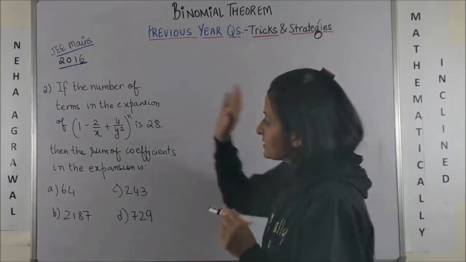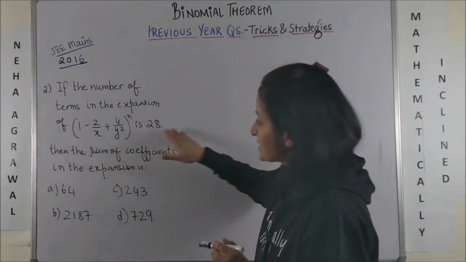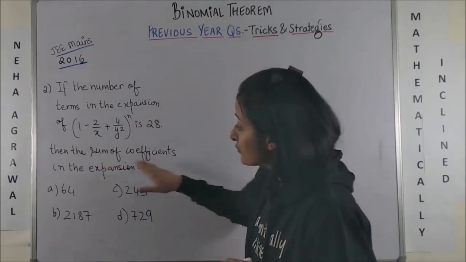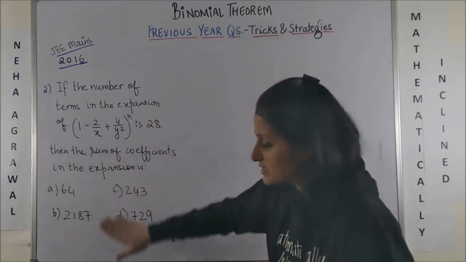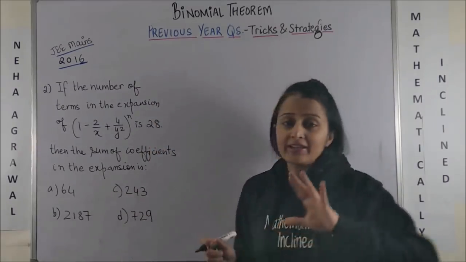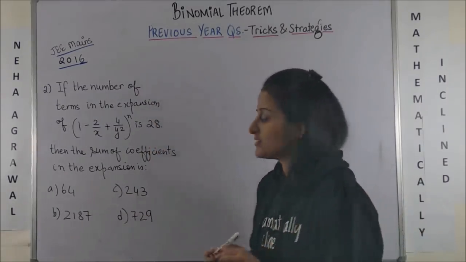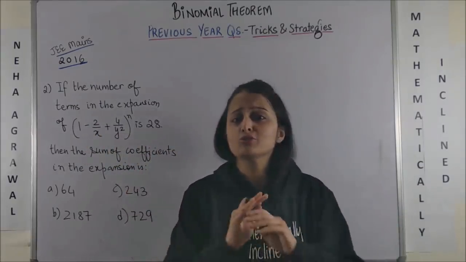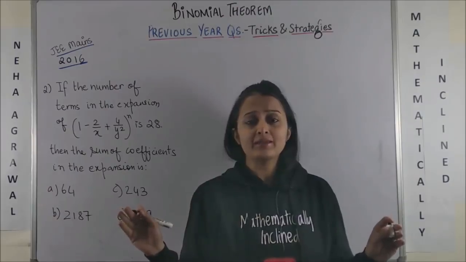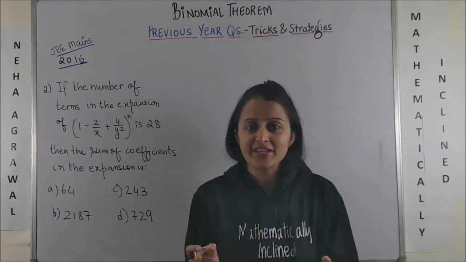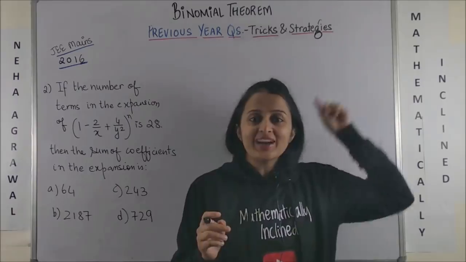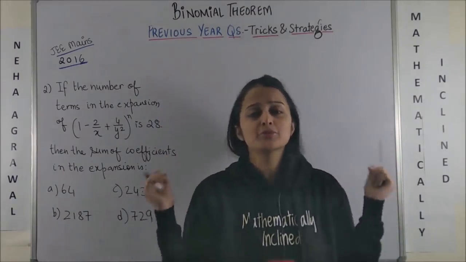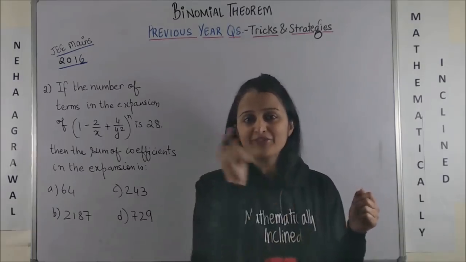Now the question says if the number of terms in this expansion is 28, then the sum of coefficients in the expansions is what? Now, in order to find the number of terms in any expansion which has all different variables, I again have a super shortcut to identify the same. Trust me, it doesn't even take 5 seconds to do that. Do click on the I button to get that video. I would share the entire binomial theorem short tricks with you and you can find the same.